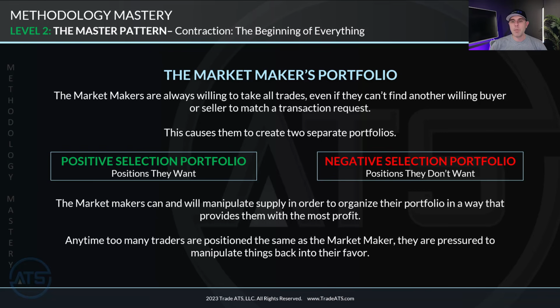So anytime too many traders are positioned the same as the market maker, meaning they are expecting the market fundamentally to go in the same direction that the market maker expects, then the market maker becomes pressured to manipulate things back into their favor. That's the way the world goes round, and that's what you need to be aware of so that you can trade in and around those tactics without getting destroyed yourself.